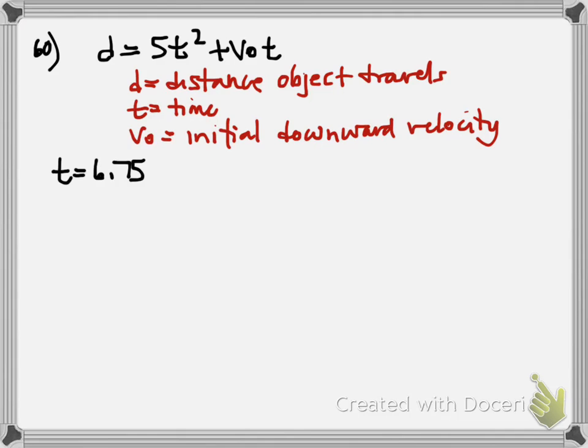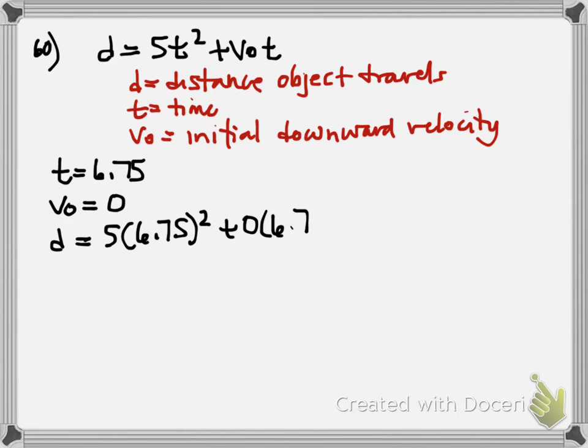So in this case, your v sub 0 is your 0. Because remember, we can only have one unknown, and what we want to know is d. We want to know how far this piece had to travel. So we're solving for d, and we're going to get 5 times 6.75 squared plus 0 times 6.75. So our job is to figure out this guy. So we're going to have to do some math.